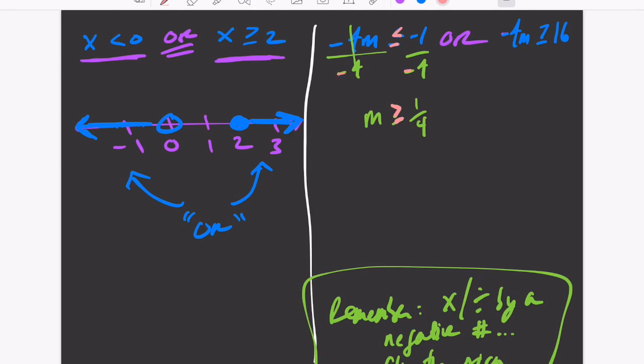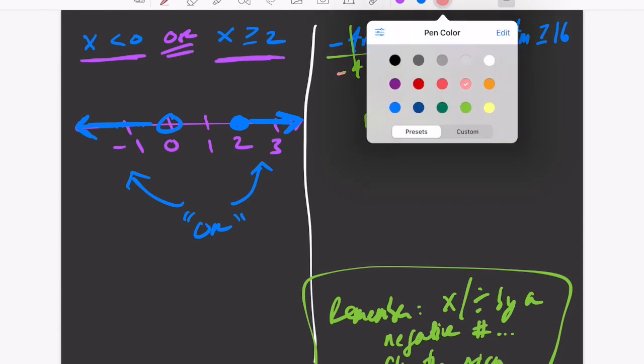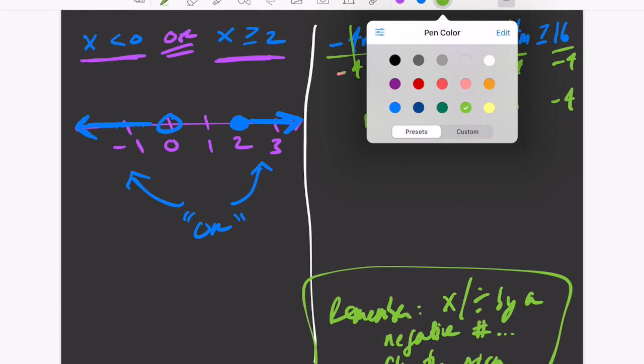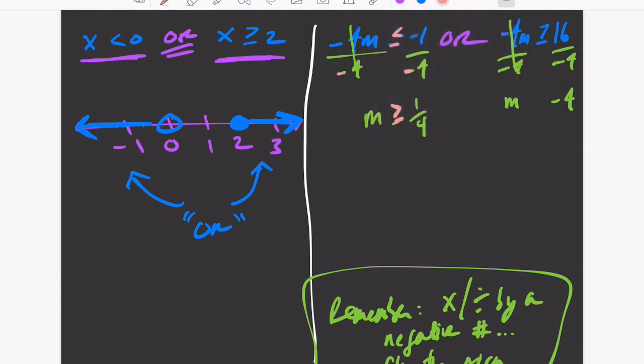It doesn't matter that this -1 is a negative. It's what you divide or multiply by. Okay, and we're going to do it again to the other side. So I want to get just m, right? So I divide by -4, divide by -4. And so this is going to cancel out. I get m. And 16 divided by 4 is 4, but it's going to be -4. And again, my sign was greater than or equal to, so now it's going to be less than or equal to.